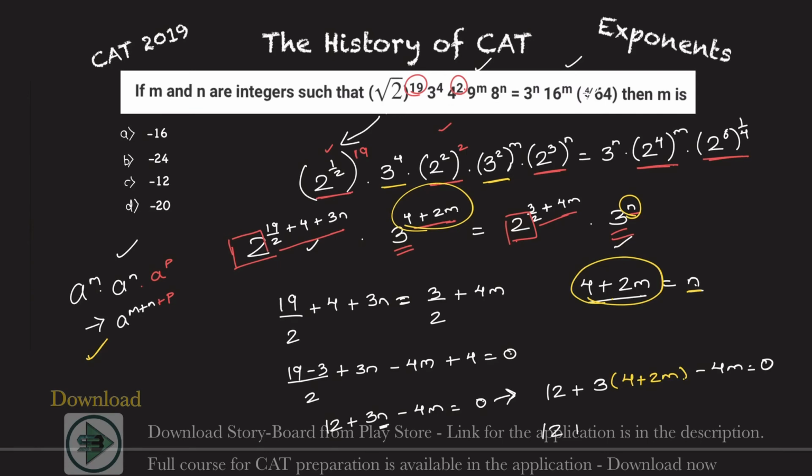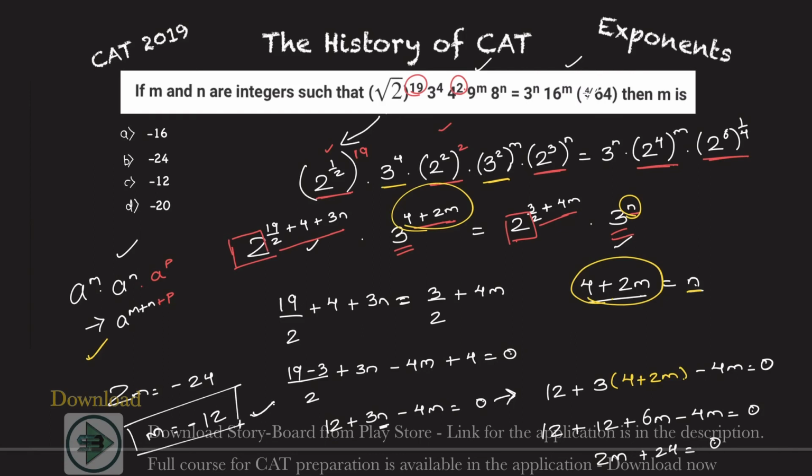So this is 12 plus 4 into 3 is 12, plus 3 into 2 is 6m, minus 4m is equal to 0. So 6m minus 4m is 2m. 2m plus 24 is equal to 0. So finally I get 2m is equal to minus 24 and m is equal to minus 12, and that is my final answer to this. m is equal to minus 12 is my answer.